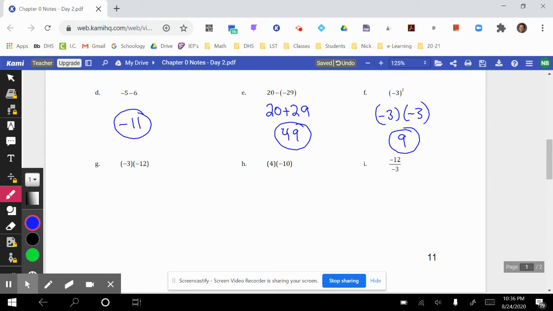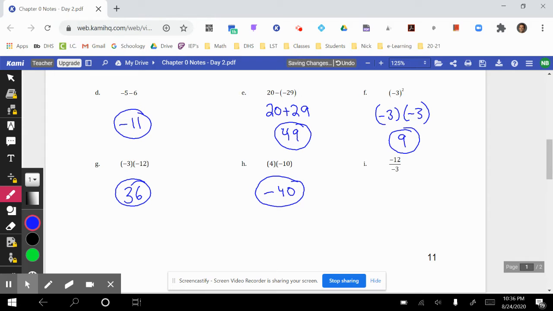All right, in example G, we have a -3 times a -12. Well, again, we have a negative times a negative is a positive. 3 times 12 gives us 36. Letter H, we have a positive 4 times a -10. Well, we have a positive times a negative, so we know our answer is going to be negative. And then 4 times 10 is simply 40.